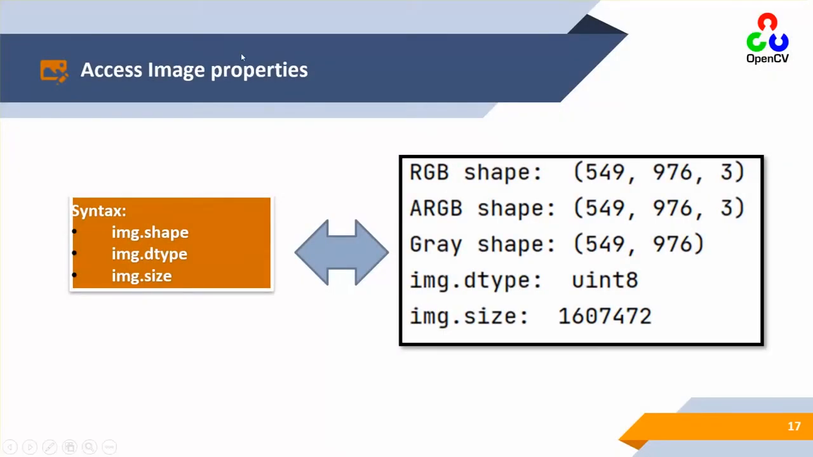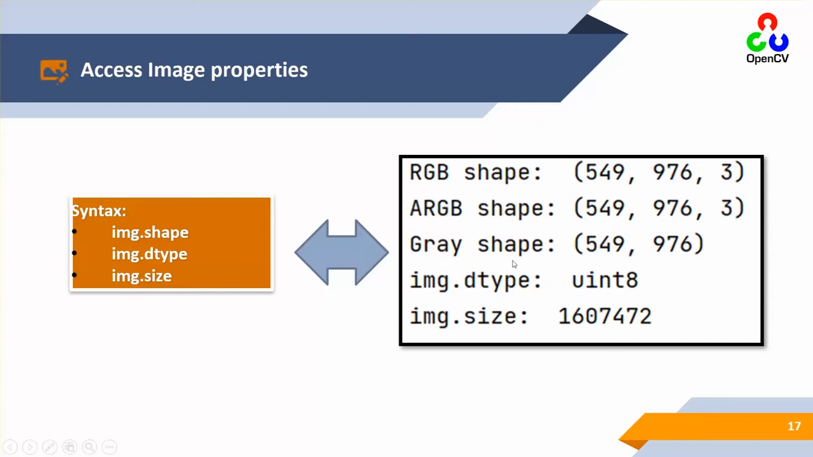Then we have very interesting image accessing properties such as image shape, image data type, and image size. The image shape represents, as I already told you, information about the number of rows, number of columns, and the red, green, blue channels. Similarly, if I have ARGB, which adds another value to the RGB color space, it still represents the number of rows, columns, and color channels.